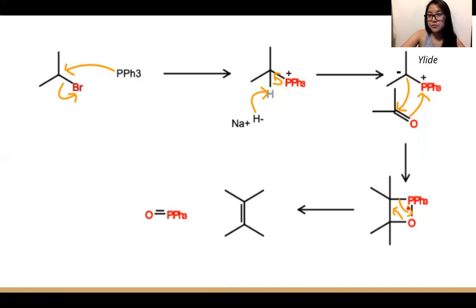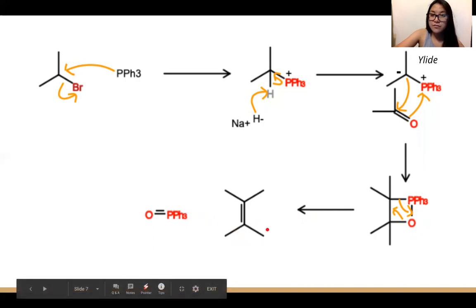So you form this square structure, and then what's going to happen is this bond is going to form a bond between the phosphorus and the oxygen, and then this bond is going to form the double bond, and you result in this structure and this structure. This is the alkene you're forming.